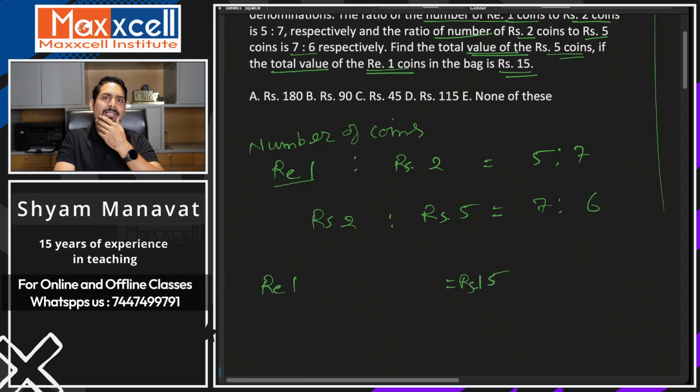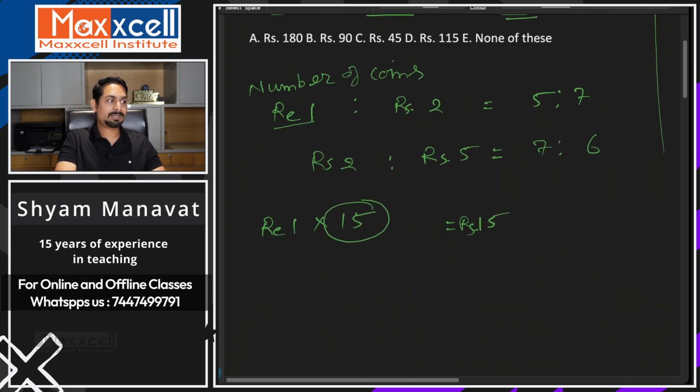So how many 1 rupee coins should be there to make the value rupees 15? Of course, there should be 15 coins. If you have 15 coins of 1 rupee, that gives you 15 rupees. So this statement is giving us the number of coins of rupee 1.